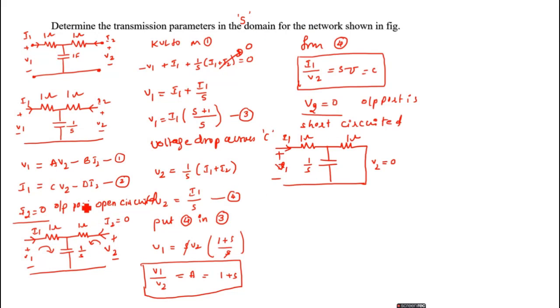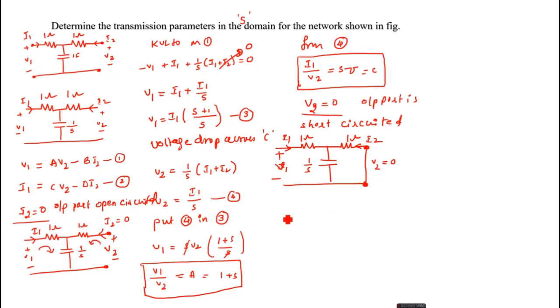I repeat here, I2 equals 0, meaning the output port is open where the current I2 is 0. Output port short circuited means these two terminals are shorted, as a result V2 will be 0, and here the current is I2.